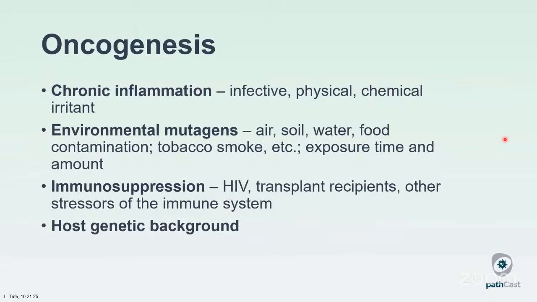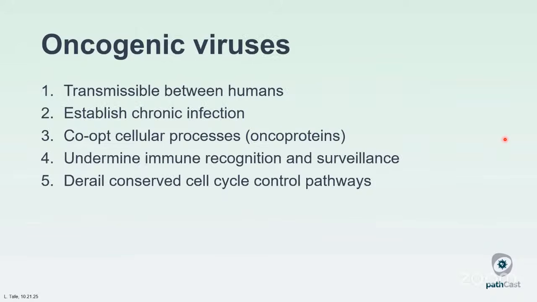And so for these viruses to become oncogenic, there are a number of factors that play. Oncogenesis, on a broader front, we think about chronic inflammation, environmental mutagens, immunosuppression, and host genetic background. And for the viruses specifically, they have to have some features in order to have the capacity to become oncogenic, and that is that they have to be transmissible between humans.